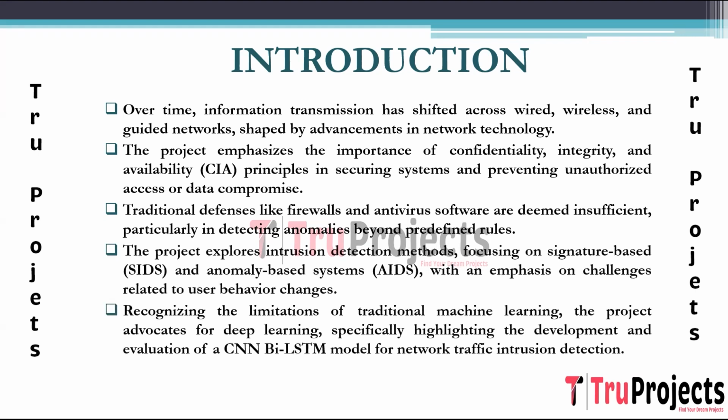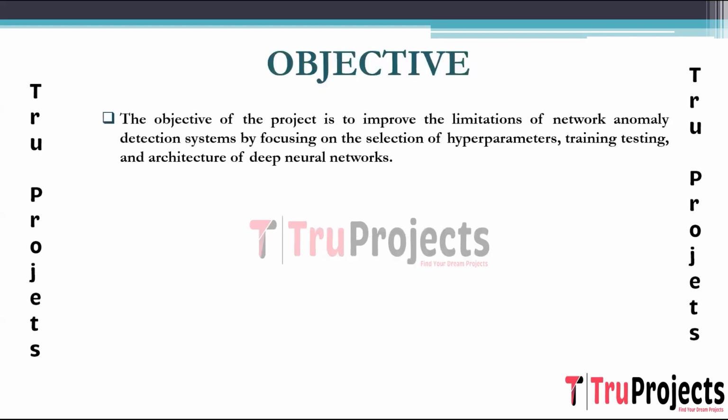Traditional machine learning algorithms face challenges in handling large datasets, prompting a shift towards deep learning methods. The project's focus is on the development and evaluation of a CNN BLSTM model for intrusion detection in network traffic data. Objective of the project. The primary goal is to address the limitations of the existing network anomaly detection systems.